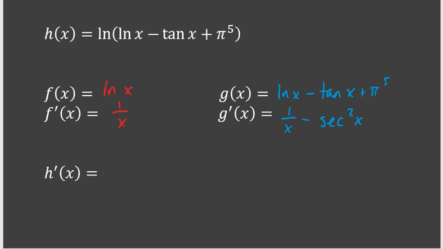So now we're going to plug these pieces into the formula for chain rule. I'm taking g of x, and that entire thing is being substituted in for the variable in f prime. So that's going to give me 1 over (natural log x minus tan x plus pi to the fifth), times g prime.